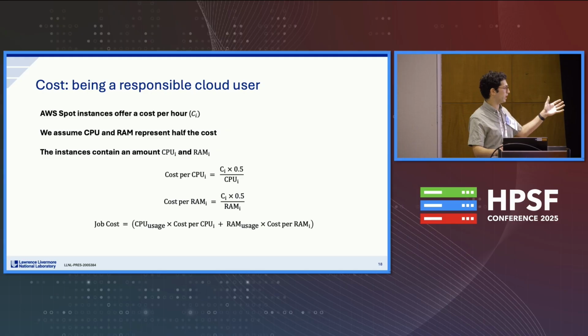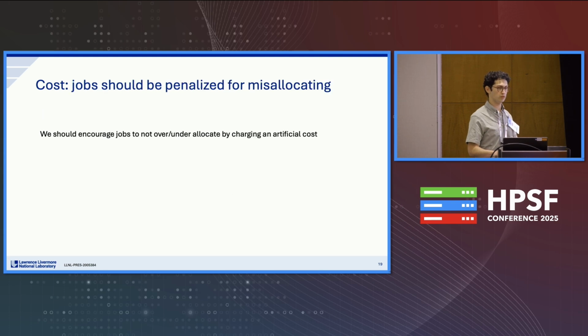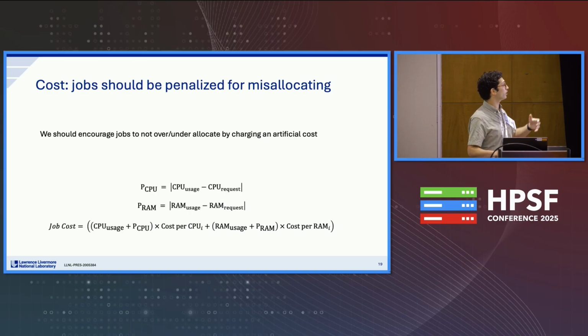So the crude metric that I started with was looking at the CPU usage. That's a pretty basic way of saying, okay, how much does it actually cost to run this job in CI? But the problem with just taking the usage is, we understand what we're using, but that doesn't really optimize for the initial problem that we saw earlier, which is that we're seeing misallocations happen. So jobs should be penalized for how much they're misallocating. We should encourage the jobs to not over or under allocate by charging an artificial cost.